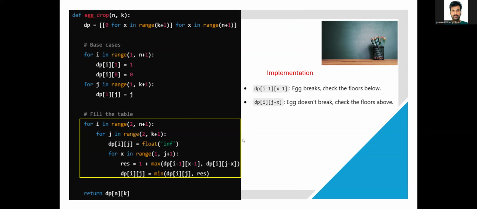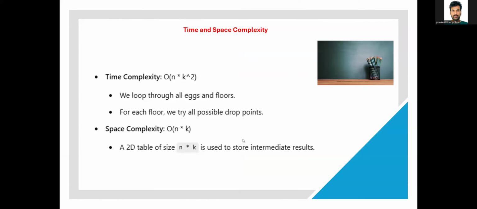So remember, i is the number of eggs and j is the number of floors. For each subproblem, the result is calculated by trying every floor x from 1 to j and taking the worst case number of drops plus 1 for the current drop. This is done for all the floors and we take the minimum of these values.